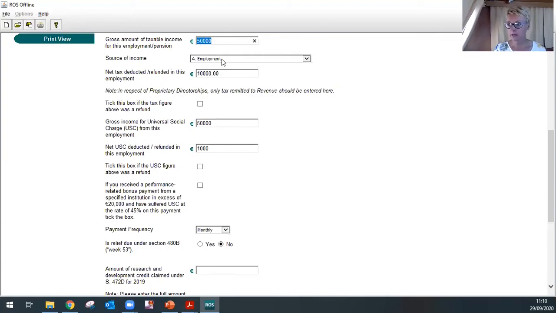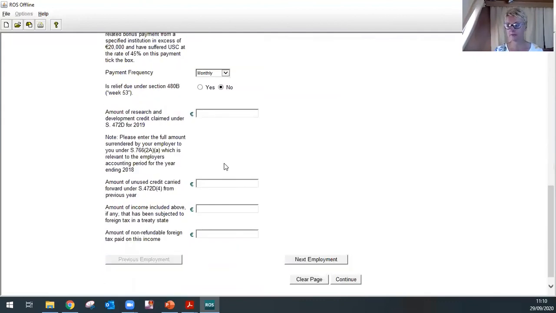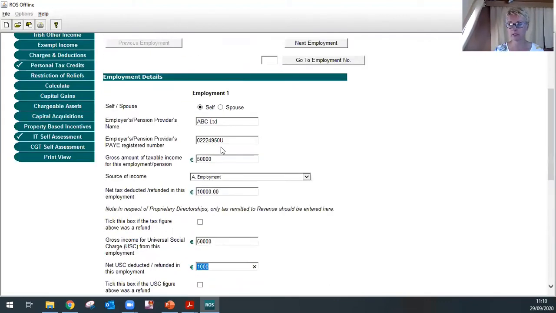The income source, employment, net tax deducted by his employer, gross income for universal social charge deducted by employer, and payment frequency monthly. That's the basic information you have to enter for employment. Again, it will be populated by the system.